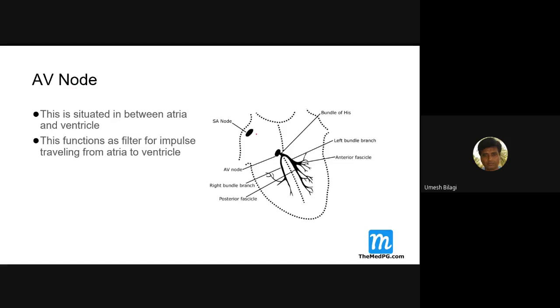The AV node is situated in between the atrium and ventricle here. The basic function is to filter the impulses coming from the atria. There can be a situation when a lot of impulses are generated in the atria due to some diseases like atrial fibrillation. Imagine, atrial fibrillation is a very common arrhythmia.